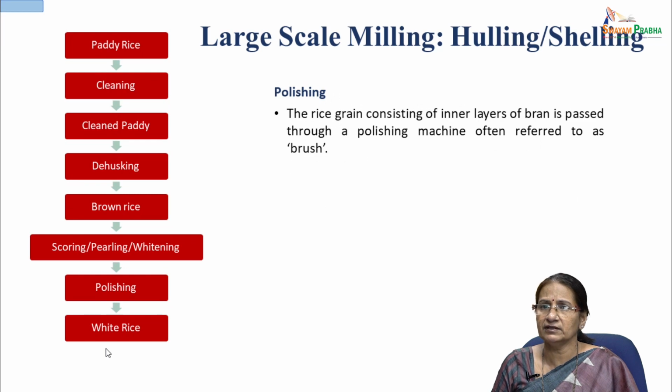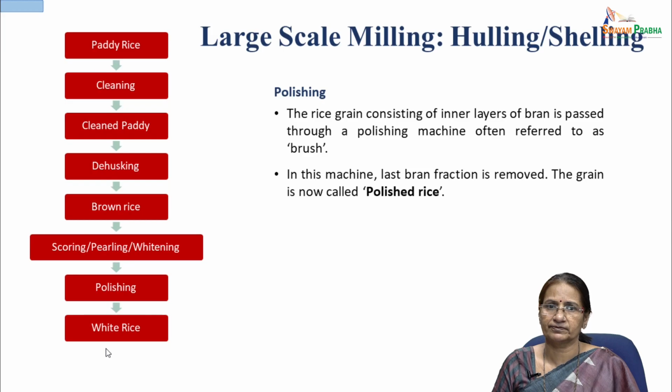The rice grain consisting of inner layers of bran is passed through a polishing machine, often referred to as a brush. In this machine, the last bran fraction is removed. The grain is now called polished rice.